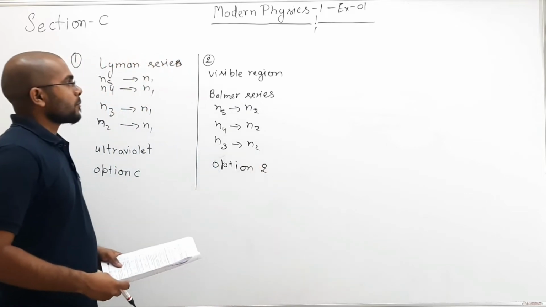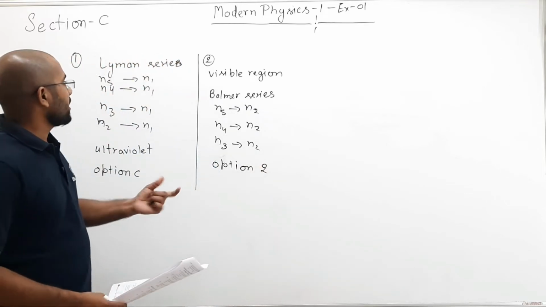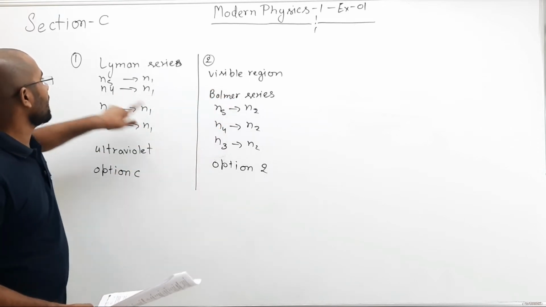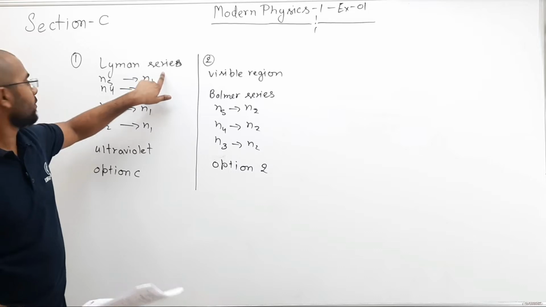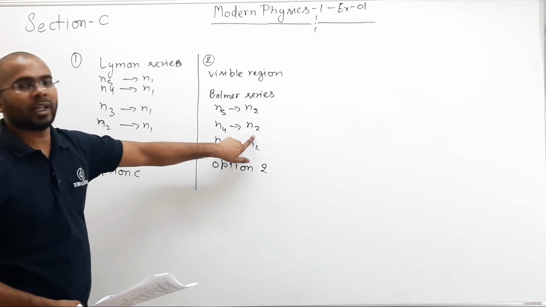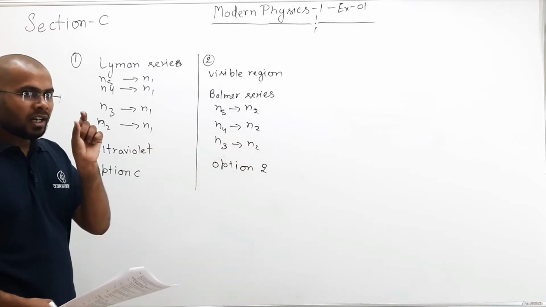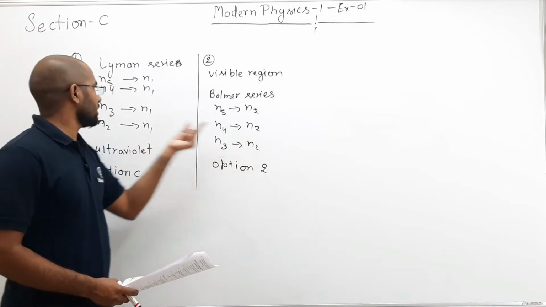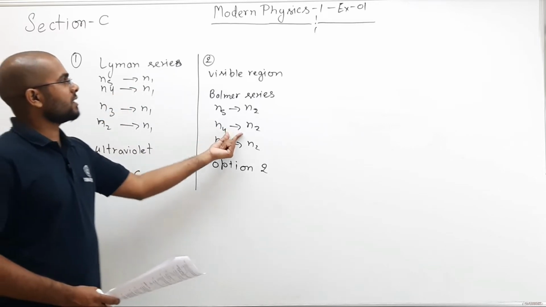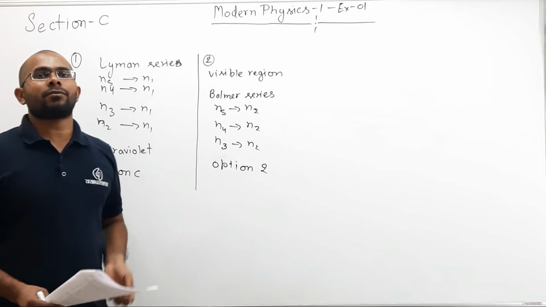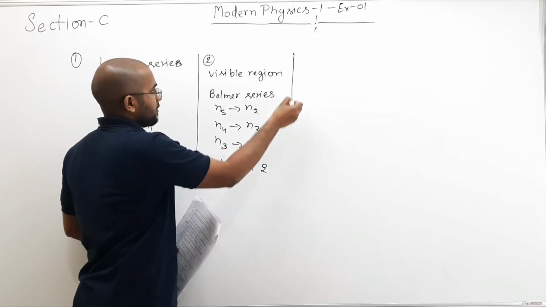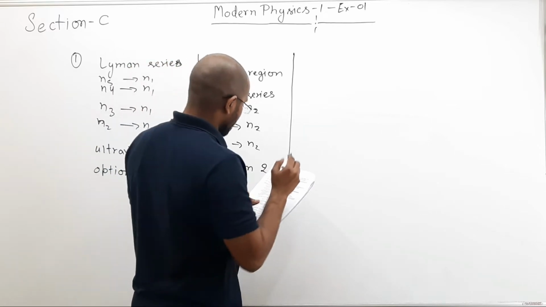Now pay attention. The energy of photons emitted in Balmer series will be slightly lower than energy of the photons emitted in Lyman series. For example, if electron jumps from n4 to n1 and n4 to n2, which one will have less energy? This will have less energy, this will have more energy. That is why this is in ultraviolet region and this is in visible region, because energy of visible region photons are less than energy of ultraviolet region photons. So that is your question number 2, option 2.